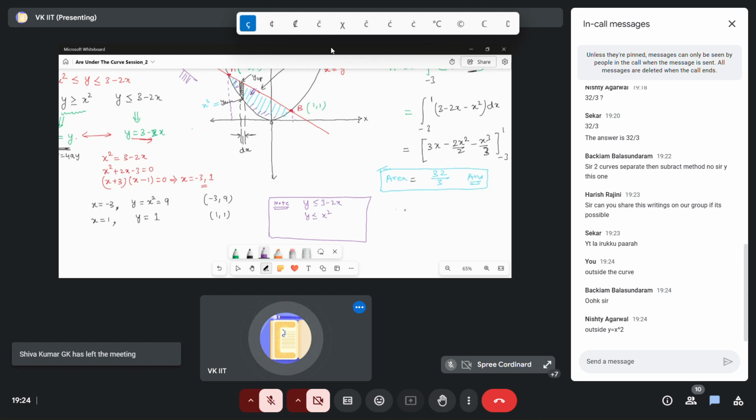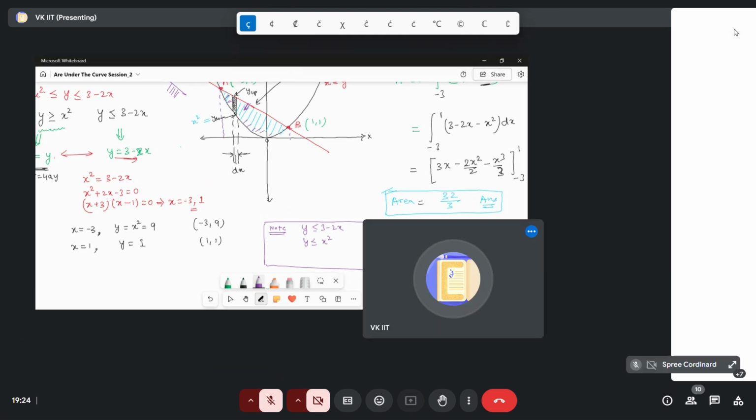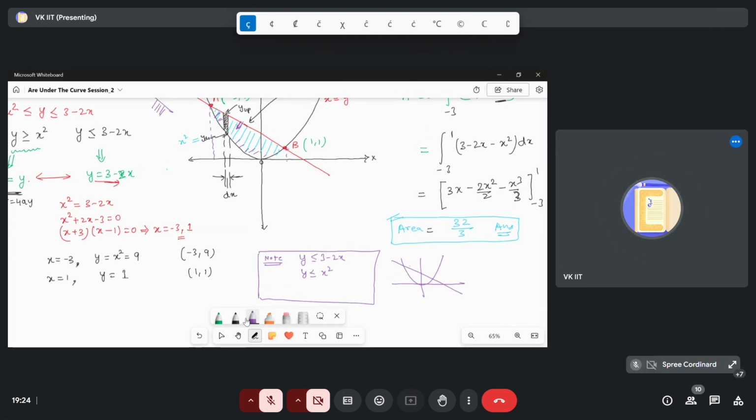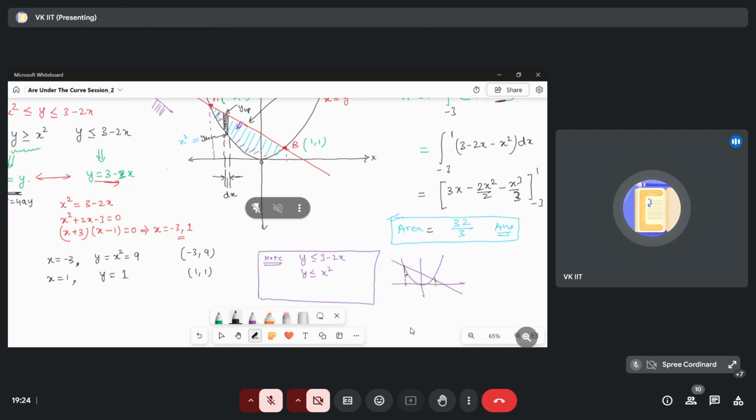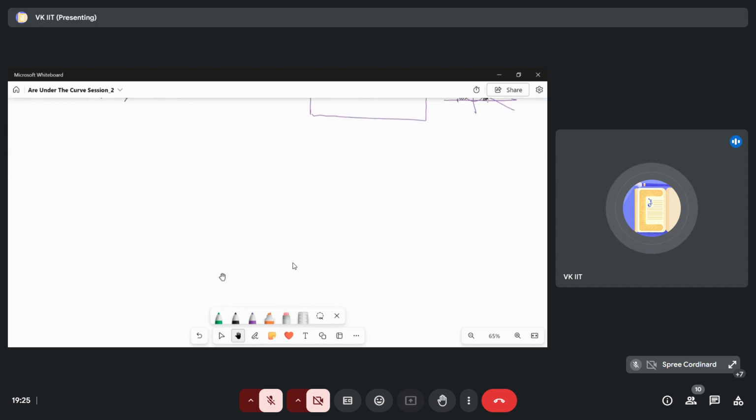Okay, I'm drawing here a small diagram. This is a line. So this time you will be having the area as this one, not the one that is between the two curves. All right, so let's go for the next question. This is done. Next question.